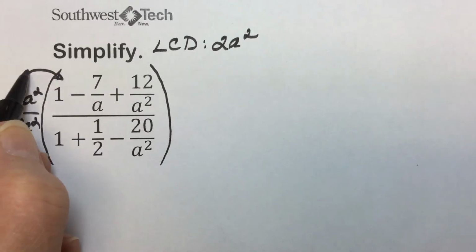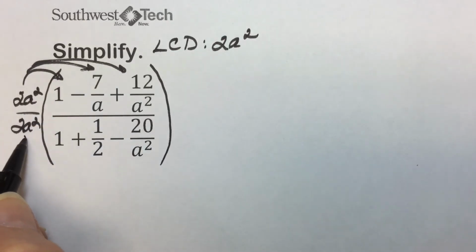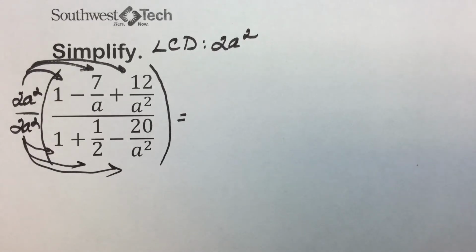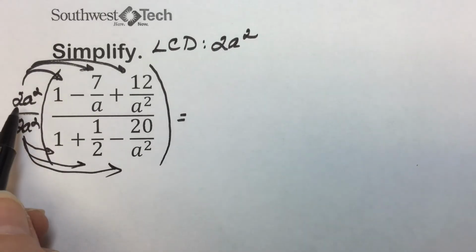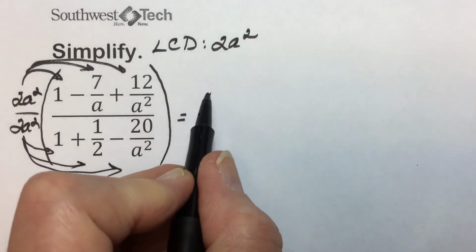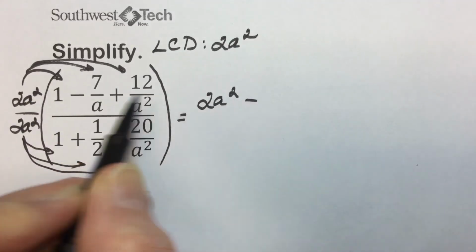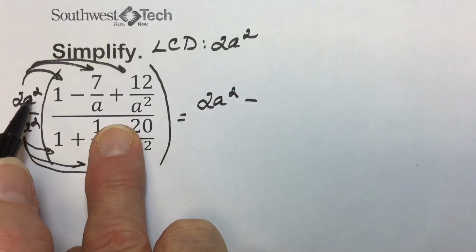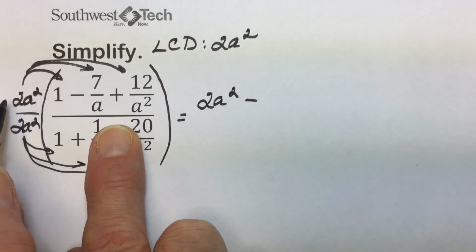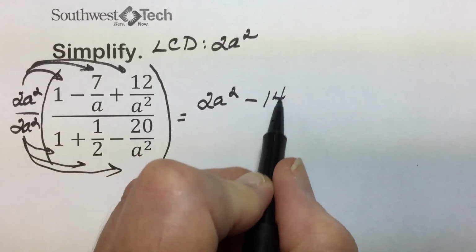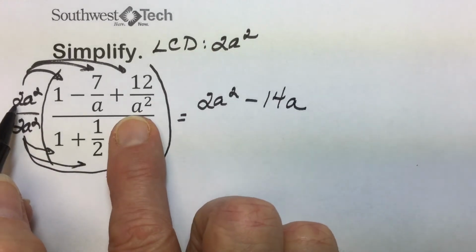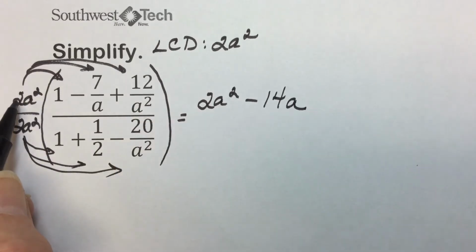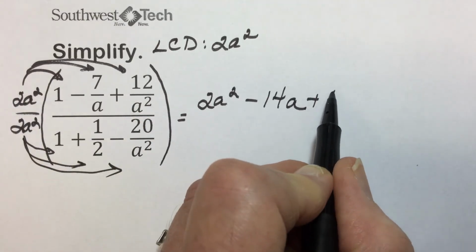We then will distribute that across all three terms in the numerator as well as in the denominator. We can simplify as we go if you become comfortable with that. 2a squared times 1 is 2a squared. When we multiply 2a squared times the minus 7a, an a will cancel out, leaving an a, and 2 times 7 for a 14a. Multiplying the third term distributively, the a squareds cancel out and leave a 2 times 12, and we'll put the product of 24.